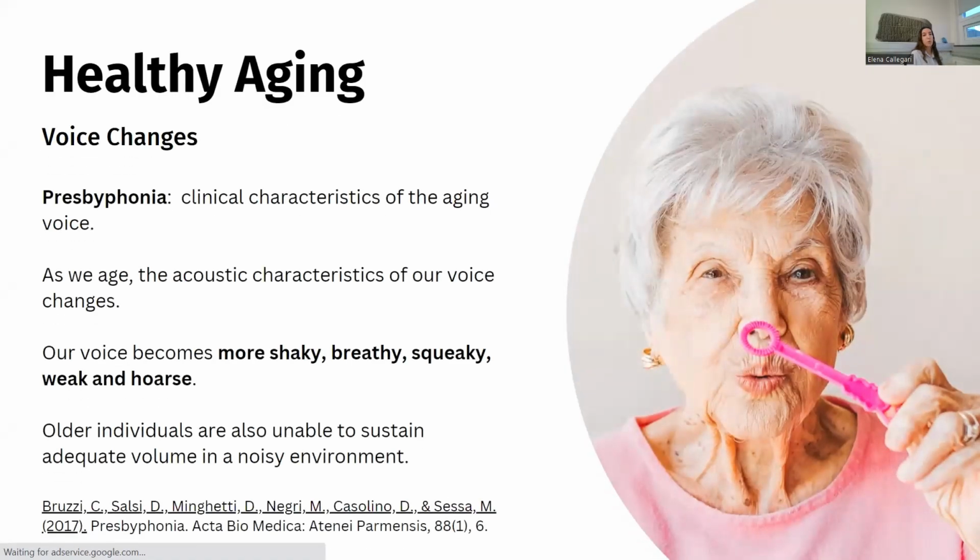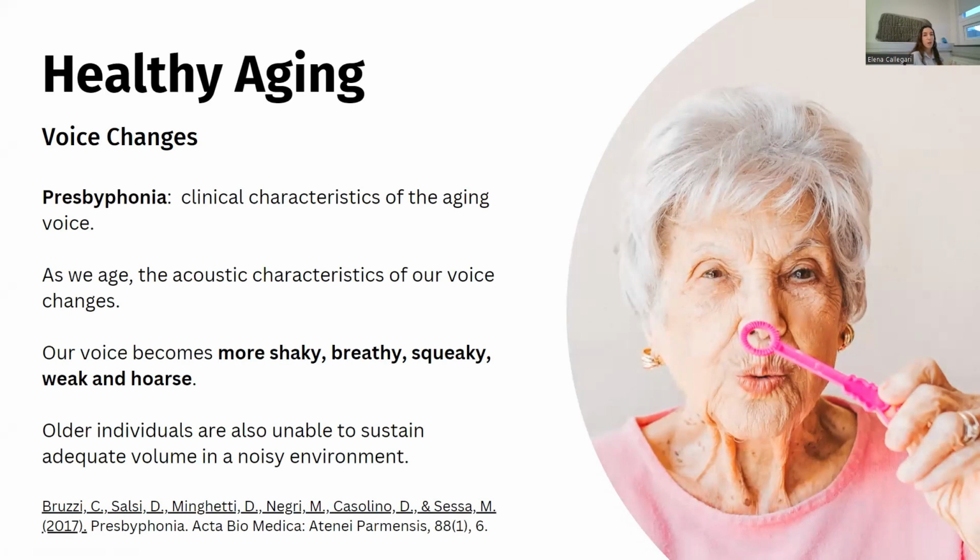So one thing that we notice when we age is that our voice changes. And that is perhaps one of the features that are most recognizable in aging. We all have a grandma or a grandpa, and we can see that their voice is very different from our own. Presbyphonia is a term that we use to characterize and describe the specific clinical characteristics that are associated with the aging voice.